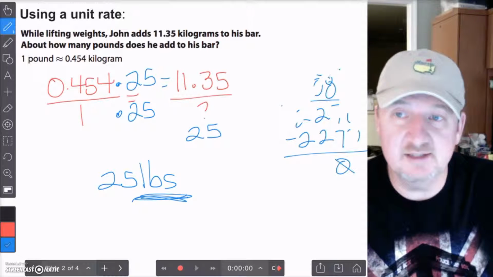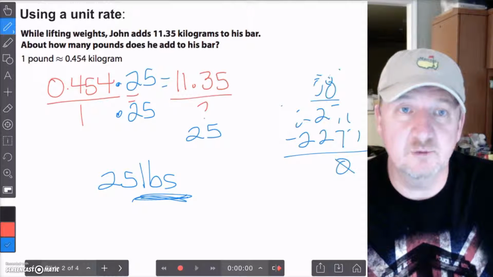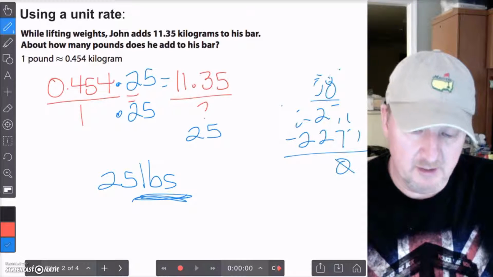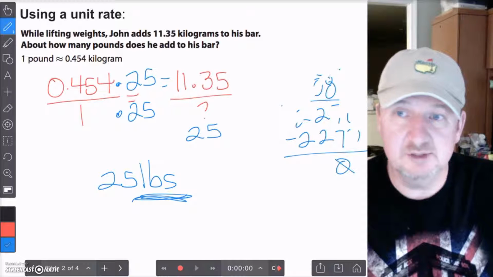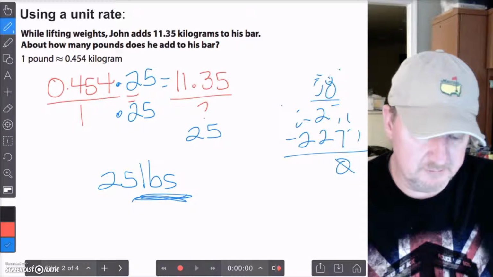Now this LBS is the abbreviation for pounds, in case you weren't aware of that. But this is using unit rate.